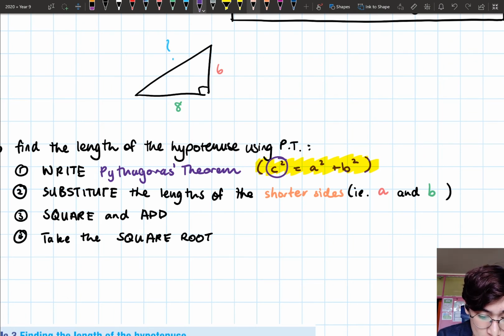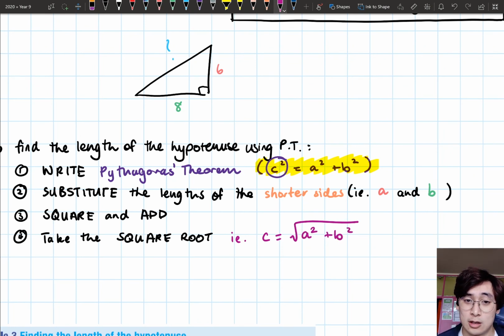So let me write that underneath. So here I'm just going to say i.e. c is equal to the square root of a squared plus b squared. We don't want just c, we don't want c squared. We want the actual value for c, so we take the square root. And there's a button on your calculator which helps you do this.